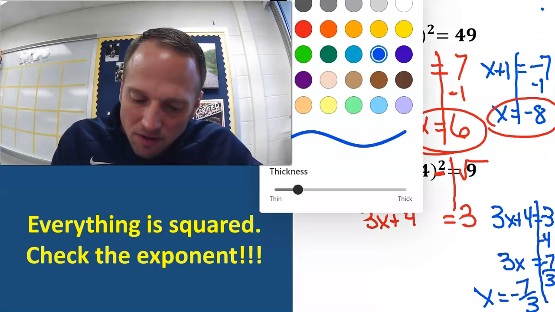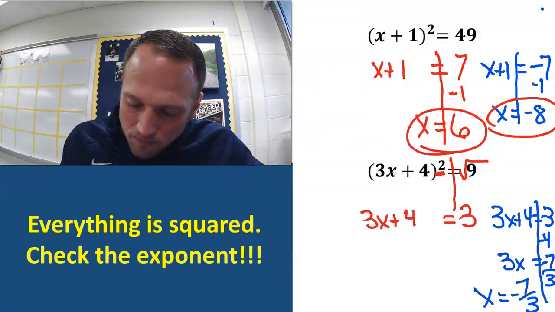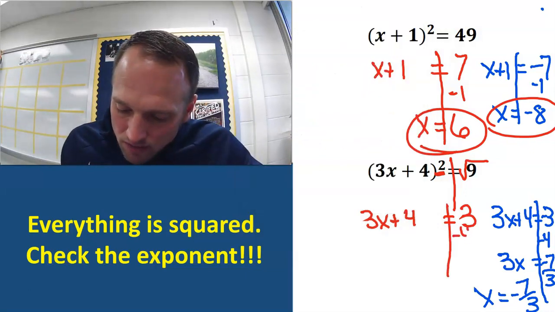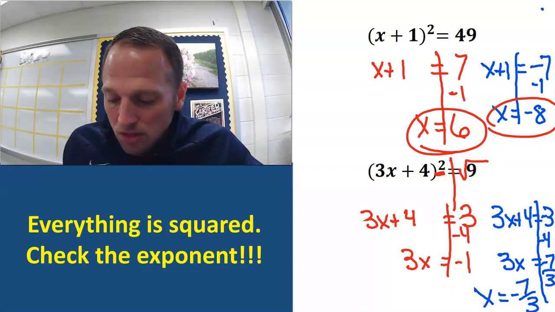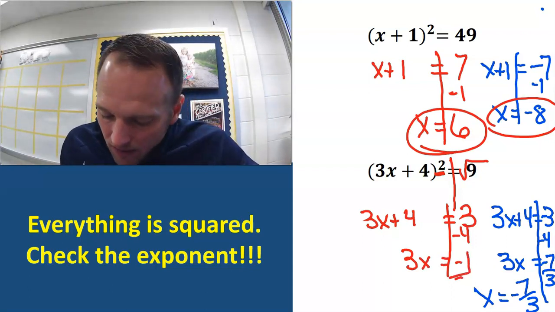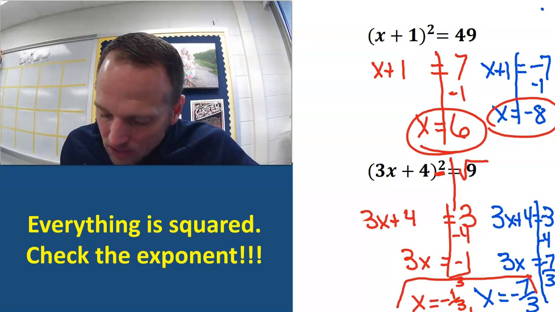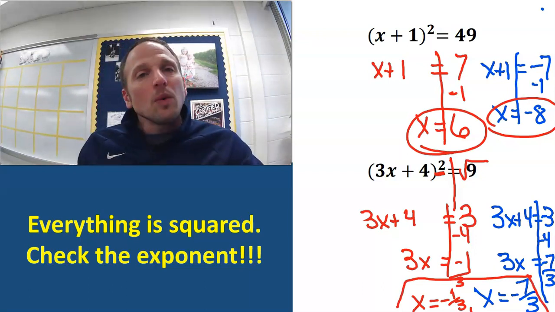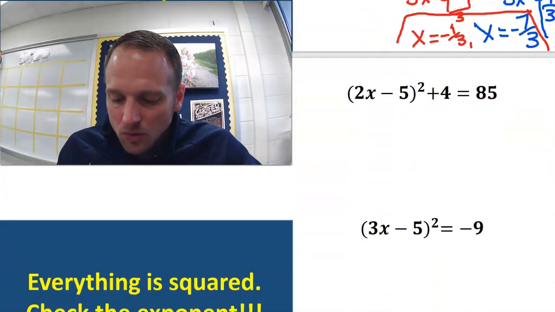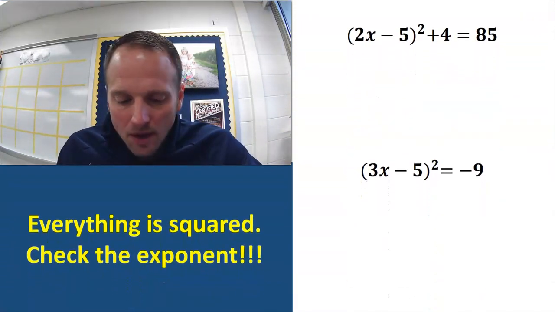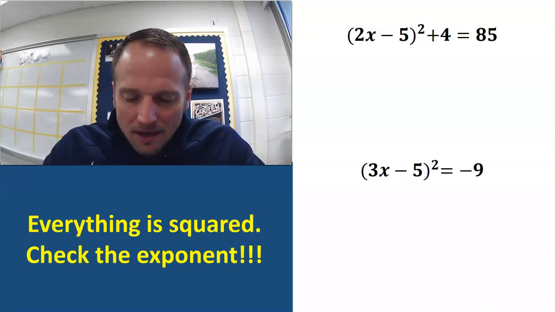Let's come back and find our other answer in the red. Subtract the 4. 3x equals negative 1. 3 minus 4 is negative 1. Divide by 3. X equals negative 1 third. So there we have our two answers right there. Okay, and we can do this because everything was being squared, so we can just take the square root of it and we're done.